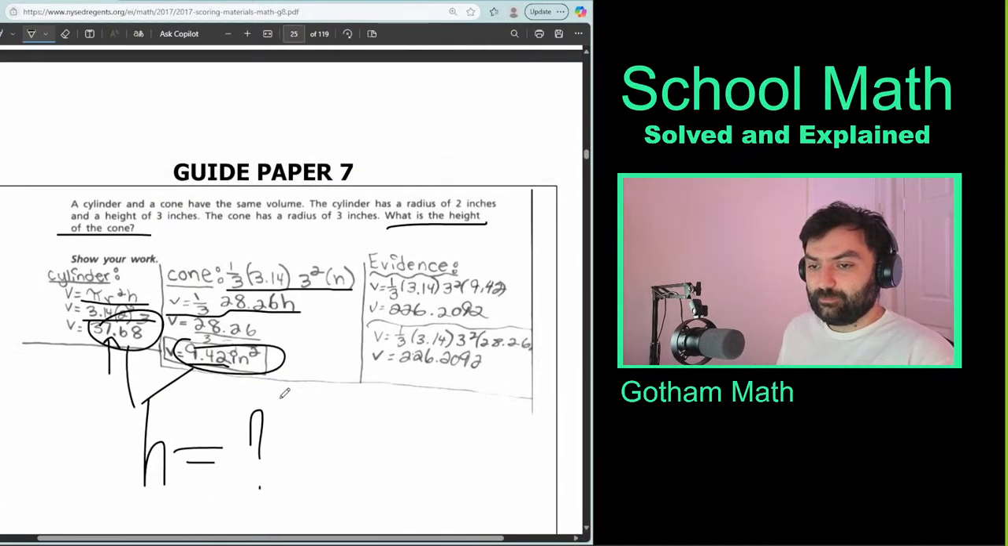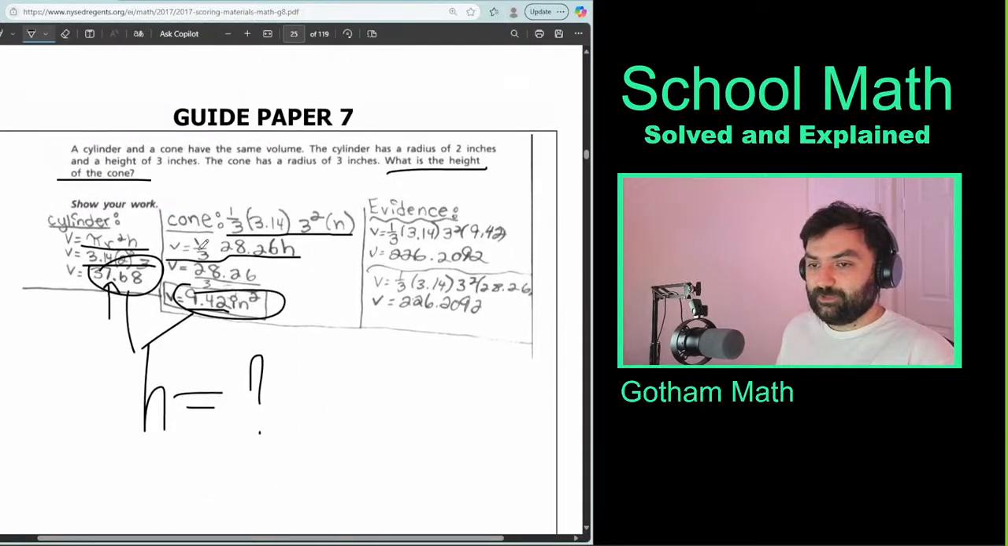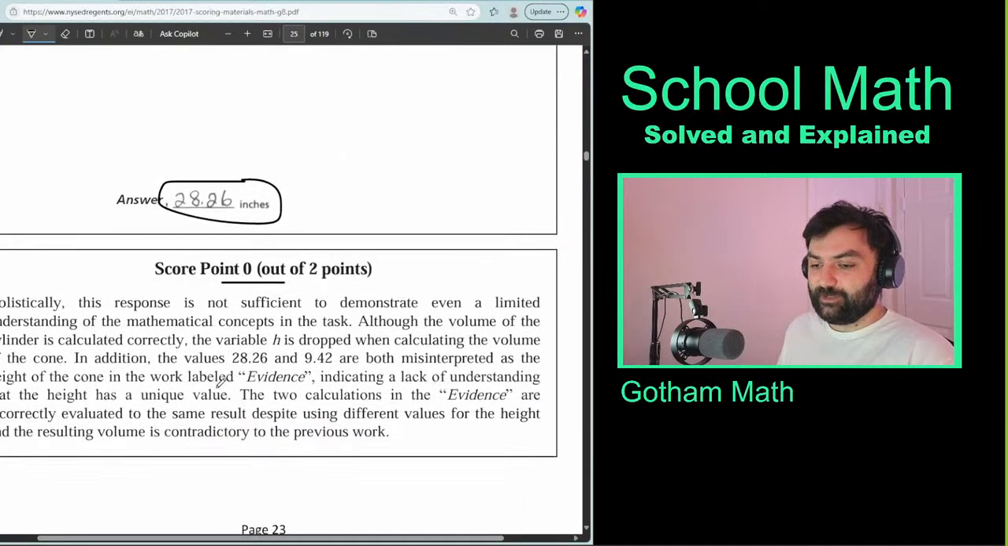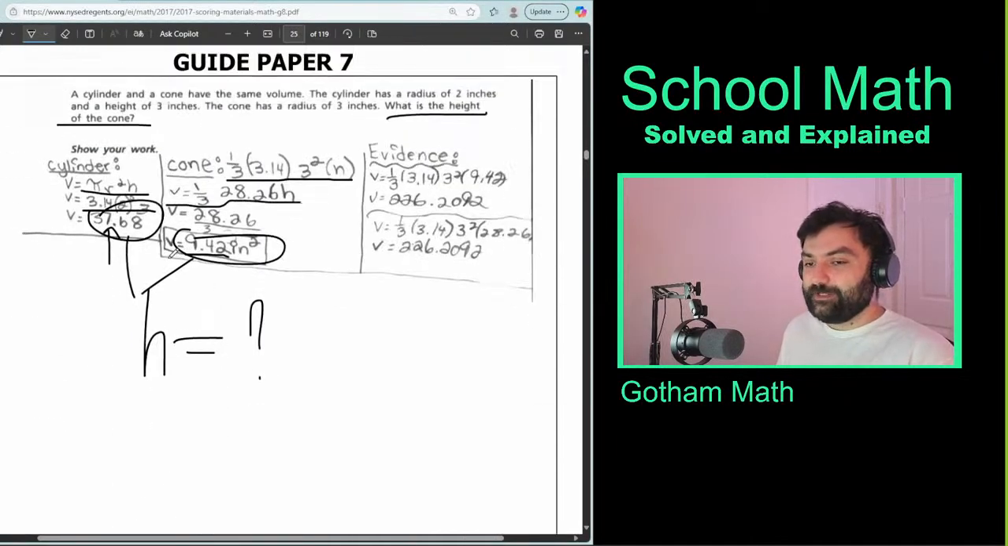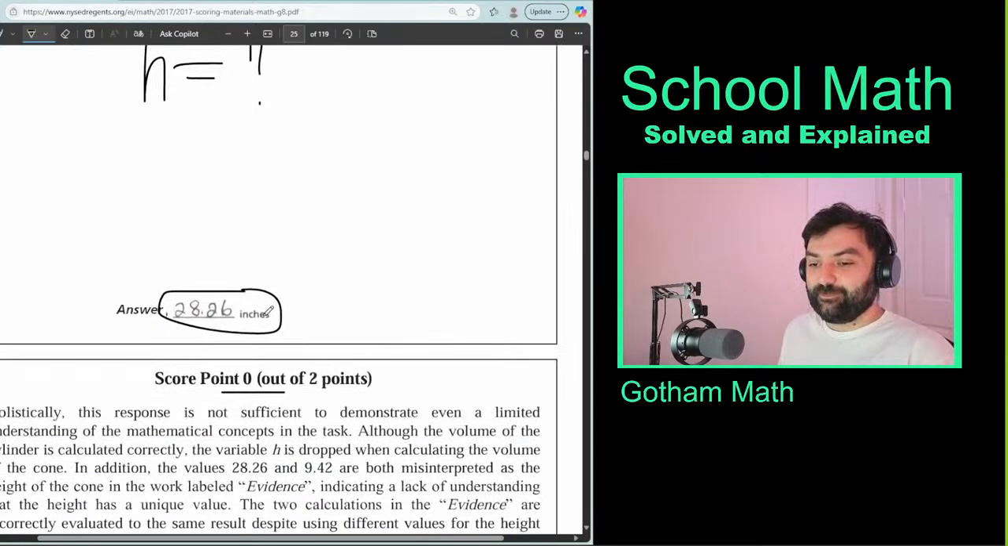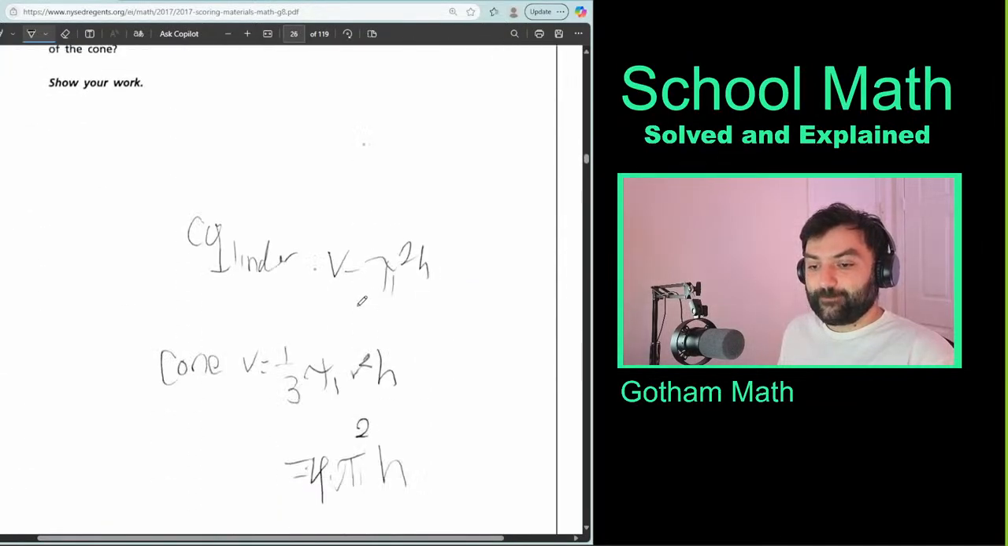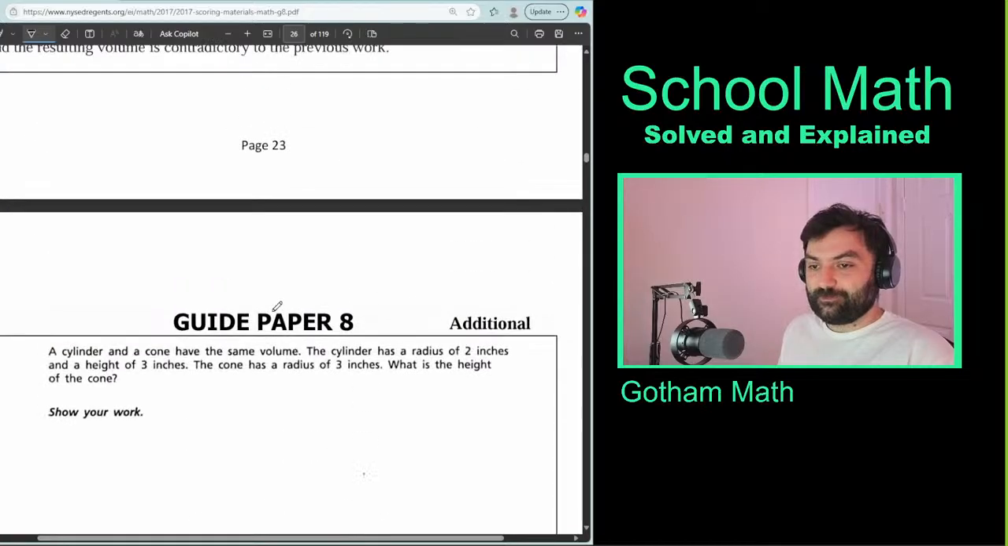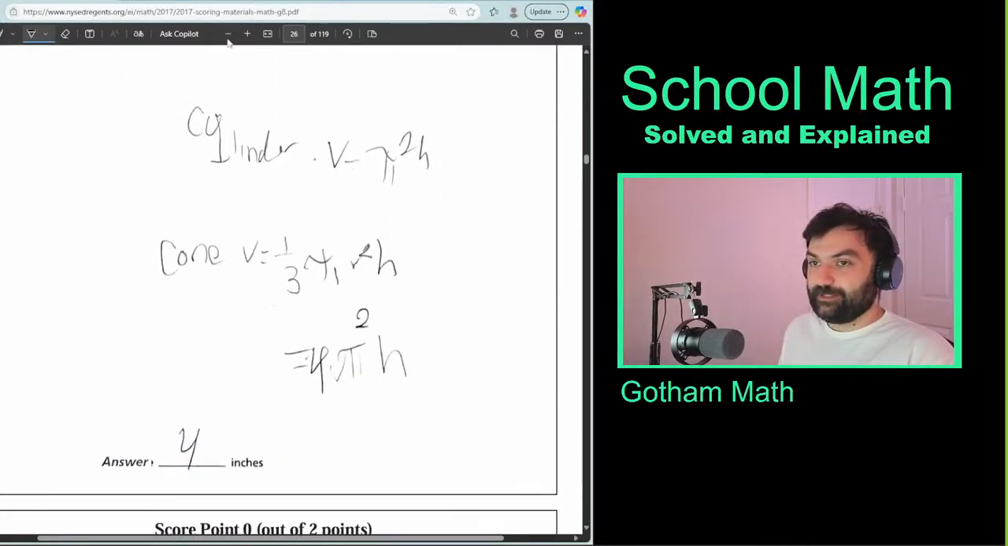Wow. That could have been 1. Honestly, just one step away from dividing, from getting the right answer. It's like one step away from being 0 to a full score, right? Because if he had divided, that would be a 2. In one step you're getting a 0. Oh, that's nice.